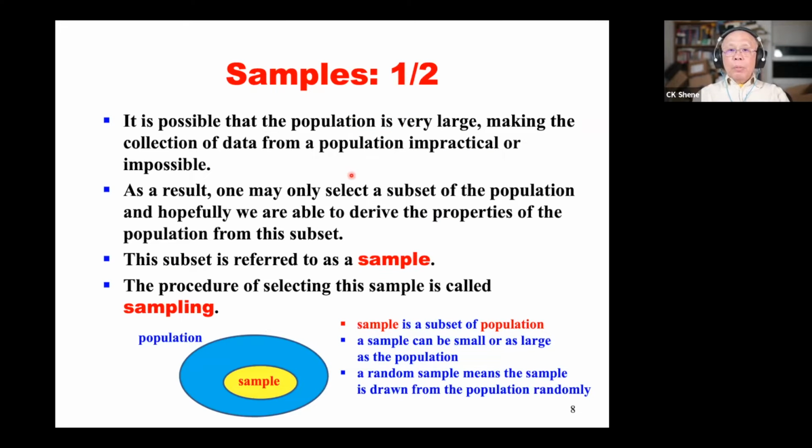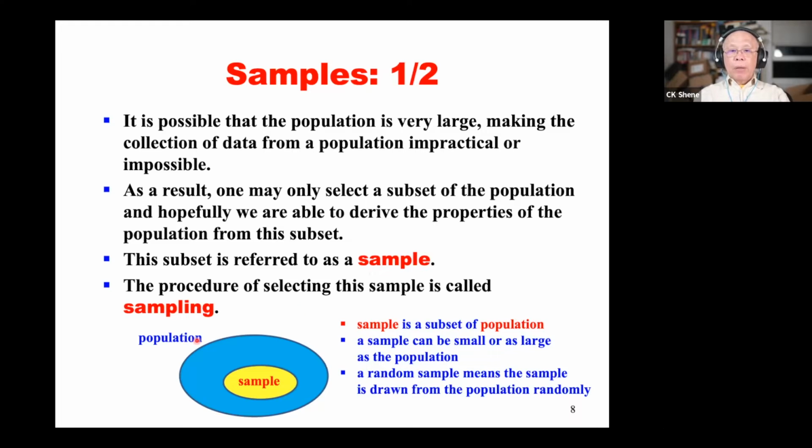Now, it is possible that the population is very large, making the collection of data from a population impractical or even impossible. As a result, one may only select a subset of the population, and hopefully we are able to derive the properties of the population from this subset. This subset is referred to as a sample. The procedure of selecting this sample is called sampling.